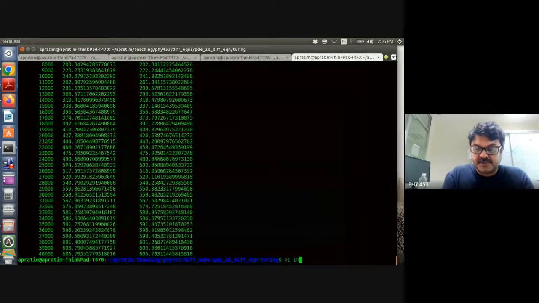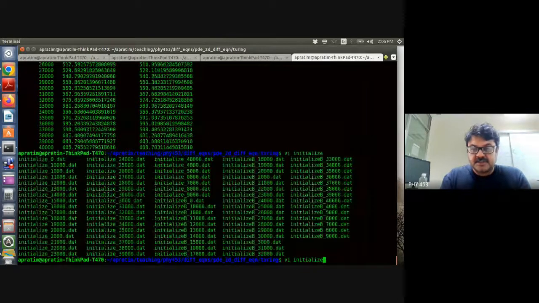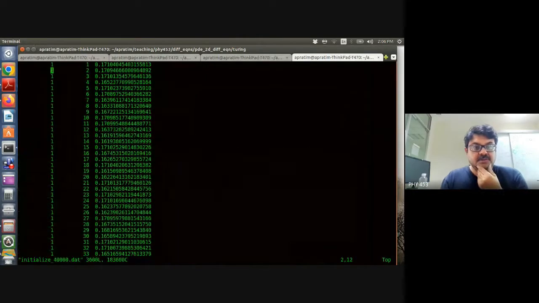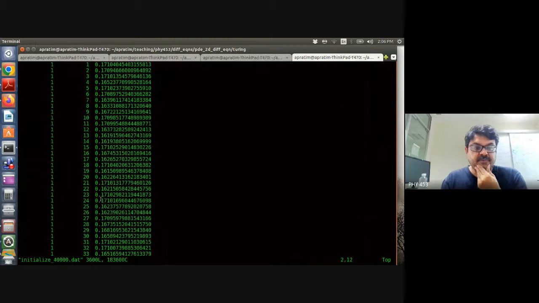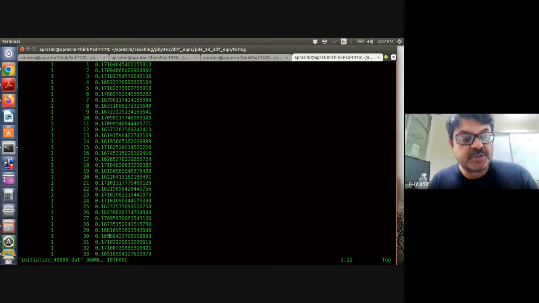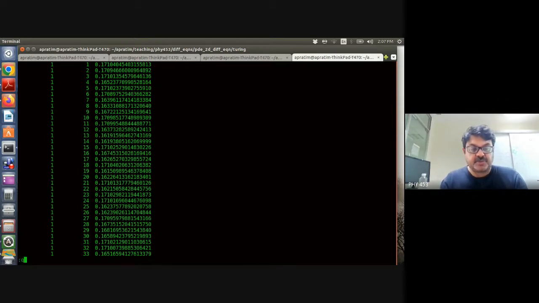Initialize. So here you see most of them have values very close to 0.171, and somewhere some differences, but maybe if you allow it to run a bit more, it will basically reach a stable point at each point.